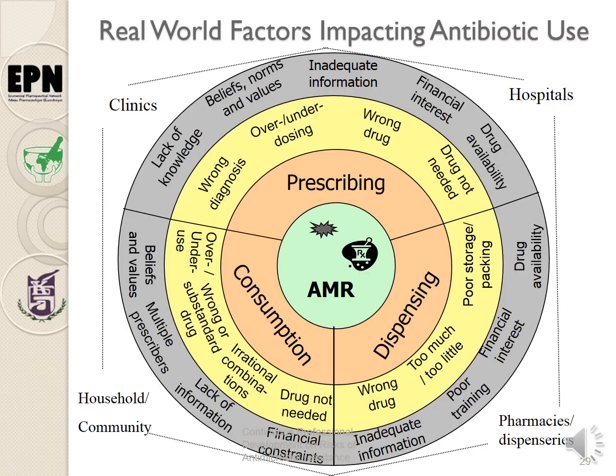For the consumers, lack of information can result in an over or underuse of antimicrobial agents. Lack of information can also result in using the drug when it is not required. Financial constraints play a big role in impacting antibiotic use, because the patients or the consumers would want to use what they can afford. Multiple prescribers can also contribute to unnecessary consumption of antimicrobial agents.